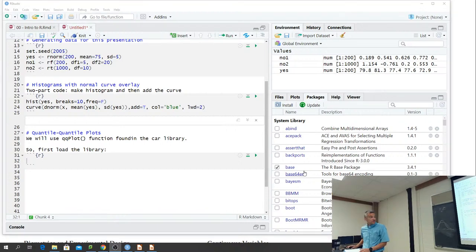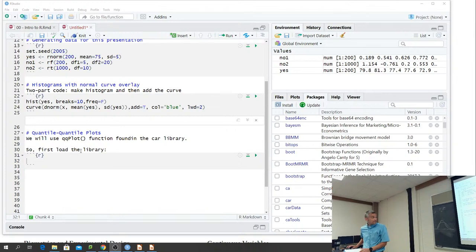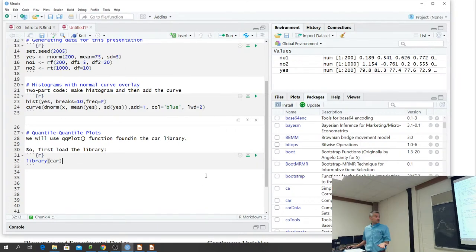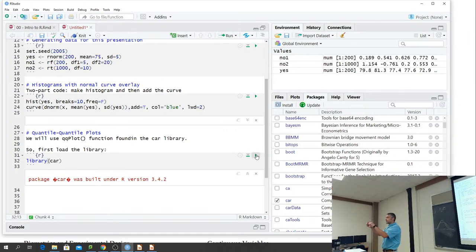You can go to your packages, find the car package, and check it. Or I would like to just do library(car). All right? So we're going to load the package first. If I'm doing any sort of stats, you're going to see I'll have a section at the top that says load any libraries here. That way all your libraries get loaded right at the start, and you don't have to worry about whether you loaded it, yes or no. So the library's loaded. Now that it's loaded, qqPlot is accessible.